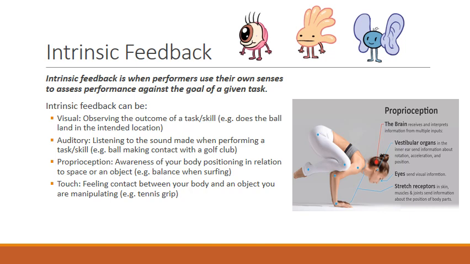And then touch. So feedback on feeling that touch between your body and an object that you're trying to manipulate. So your tennis grip would be a good example. Your golf grip, once again, maybe if you're playing golf or tennis and you hit the ball and it's not a great shot, and you notice maybe that the racket has twisted a bit in your hand. That's some touch feedback regarding your grip.